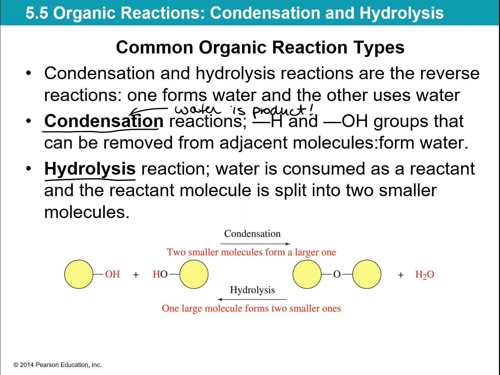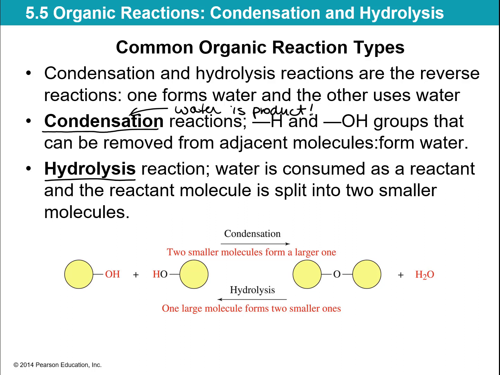So they just show you the generic, like A plus B makes C. This is a generic condensation. So the yellow circles could be any kind of molecule. Could be lots of carbons. It could be just one carbon. But any kind of molecules, if you can pull an alcohol group off of one, a hydrogen off the other, by pulling groups off, that creates the bond between those two, linking them together.